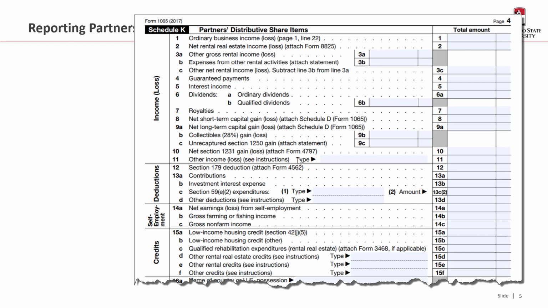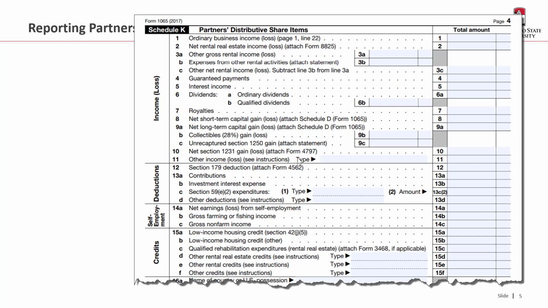So you take that line and you transfer it over to what's known as Schedule K. Schedule K is just a schedule on the Form 1065. Remember, we're still at the partnership level. This is aggregated information. If you look at Schedule K line 1, it says that's ordinary business income from page 1, line 22. So all that information ends up right here on line 1.